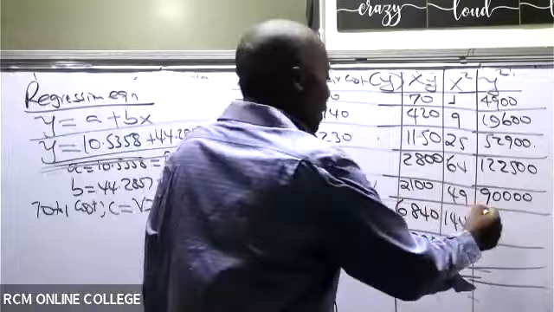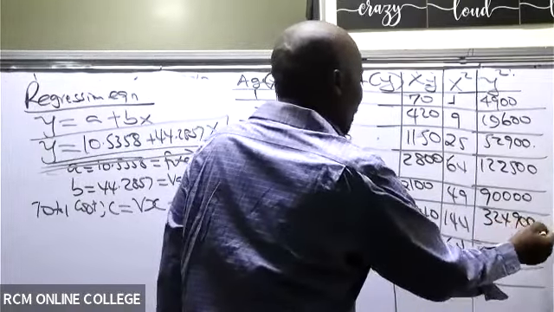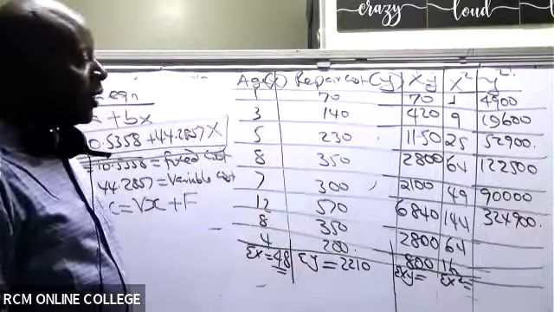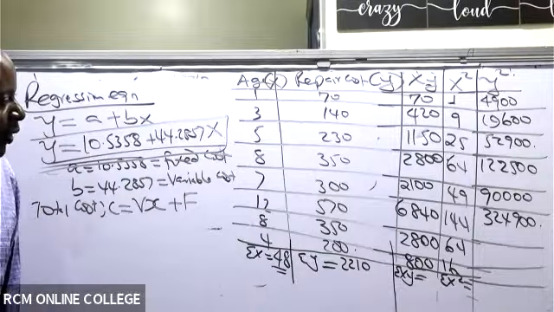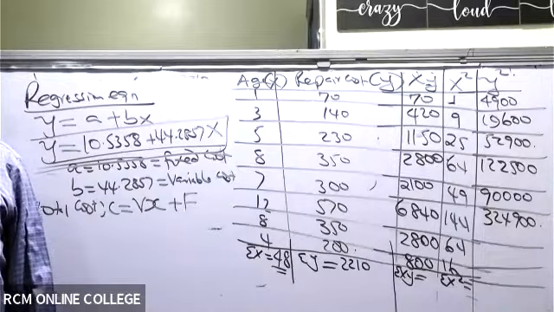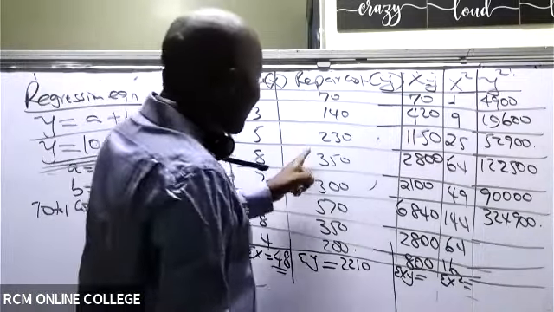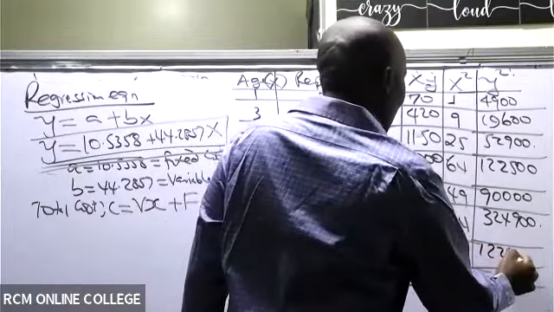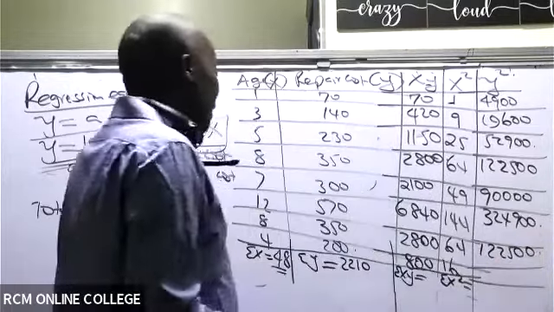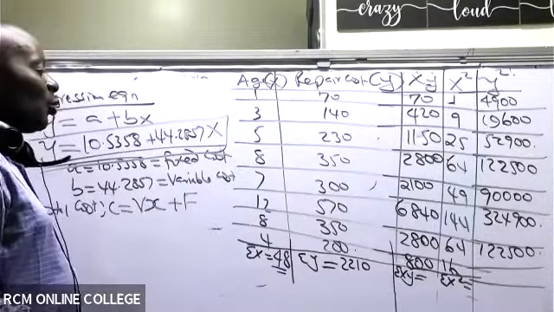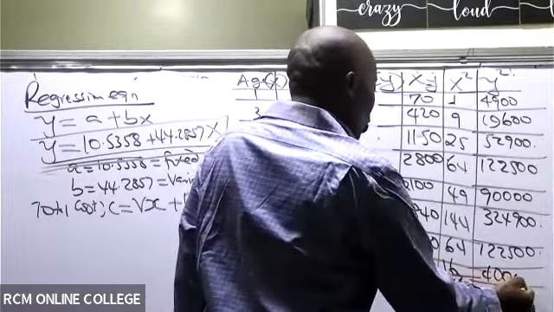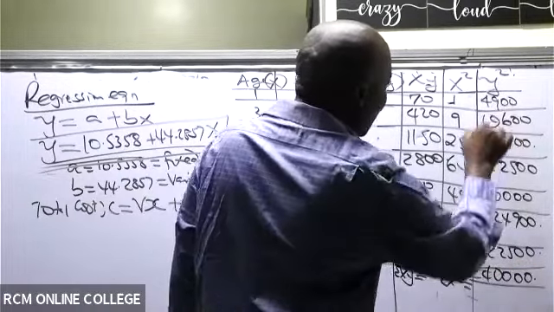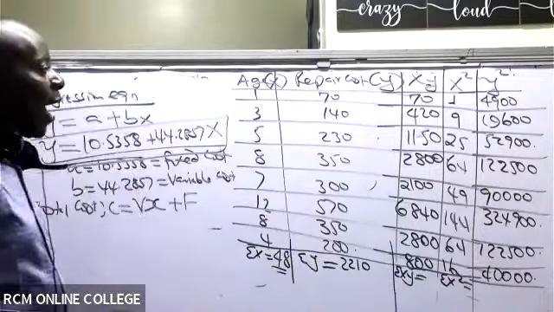324,900. And then we have 350 squared. I think I had it somewhere. It is 122,500. And then lastly, it is 200 squared, which must be 4,000,000. And then please go ahead and give me the summation of y squared.